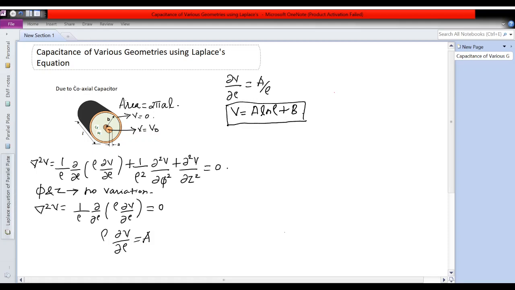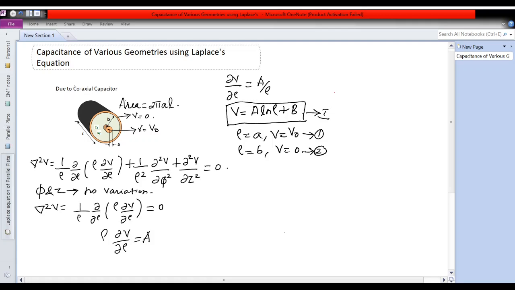Now we have to apply the boundary conditions. When the radius rho equals A, V is equal to V naught. Let me write the second condition also: rho equal to B, V equal to 0. So this is the first boundary condition and this is the second boundary condition. I am applying the second boundary condition in this main equation.